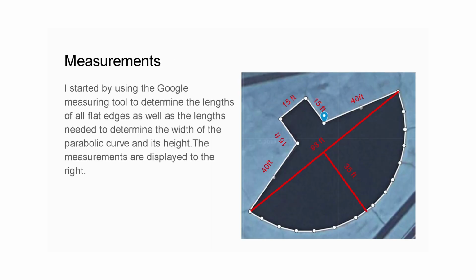For measurements, I started by using the Google measuring tool on Google Maps to determine the lengths of all flat edges as well as the lengths needed to determine the width of the parabolic curve and its height. The measurements are displayed to the right, where you have 15 feet for the square-like area, 40 feet for those two longer slanted lines, and then 93 feet for the width and 35 feet for the height.